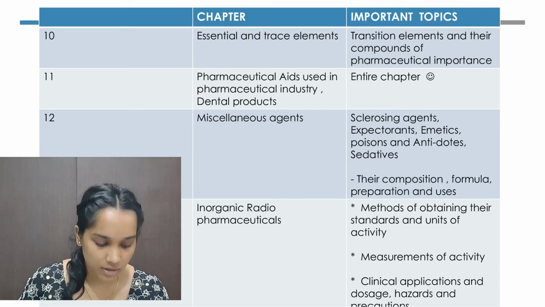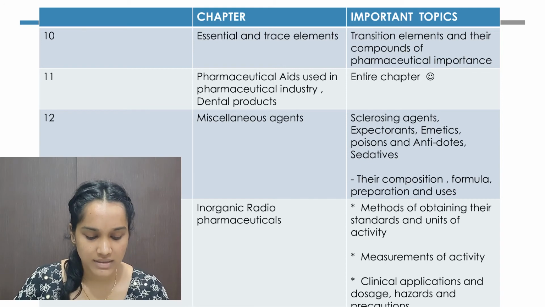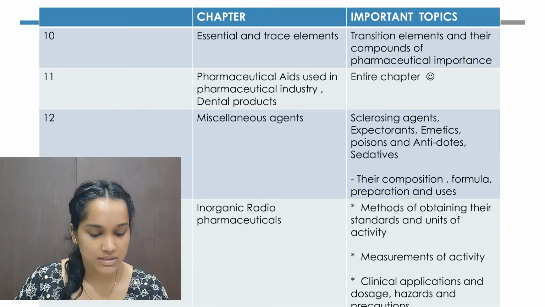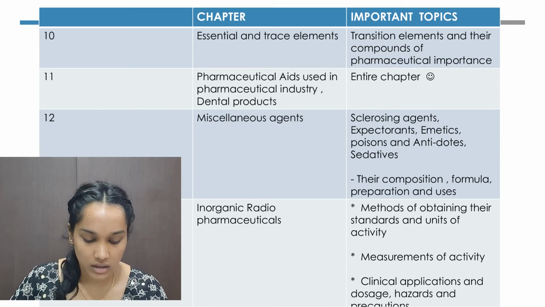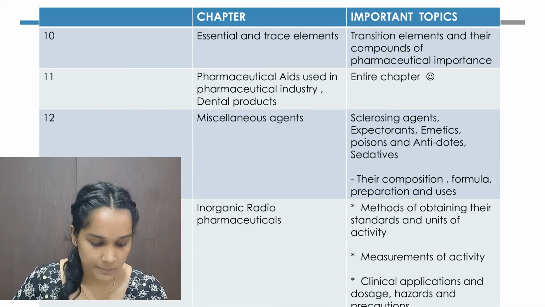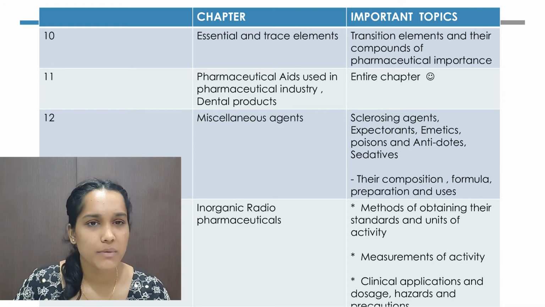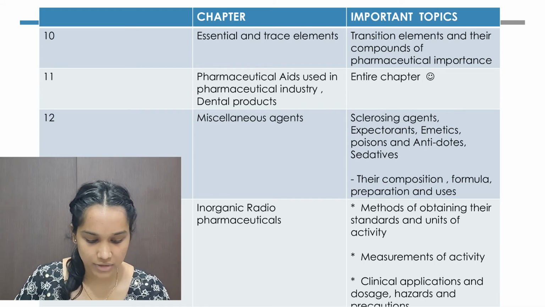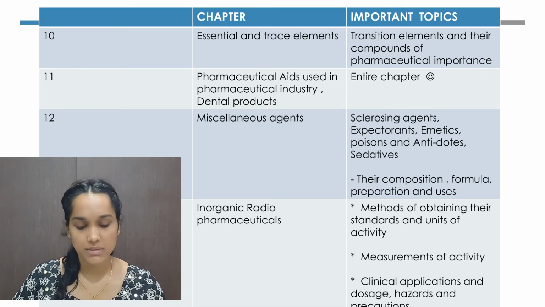So from pharmaceutical inorganic chemistry, miscellaneous agents, that is sclerosing agent, expectorant, emetics, poisons, antidote, sedative, that is 14th number of chapter is important. Then we have major intra and extracellular electrolytes. इसमें electrolytes used for fluid replacement therapy and acid base balance and physiological ions is important. Then we have impurities in pharmaceuticals. So mainly limit tests are important here. Sources of impurities, test for impurity and identification is important. Then we have complexometric titration, which is important. Then redox titration and acid base titration is the most important. So that is it for pharmaceutical inorganic chemistry.